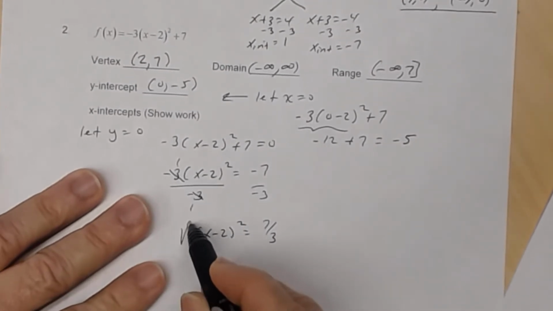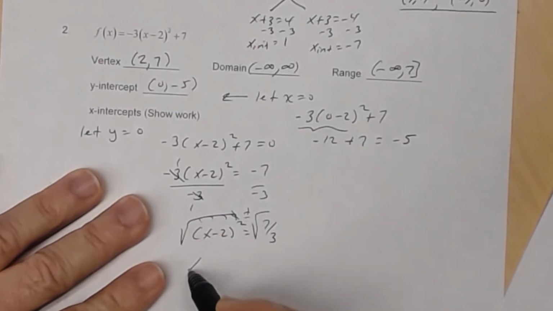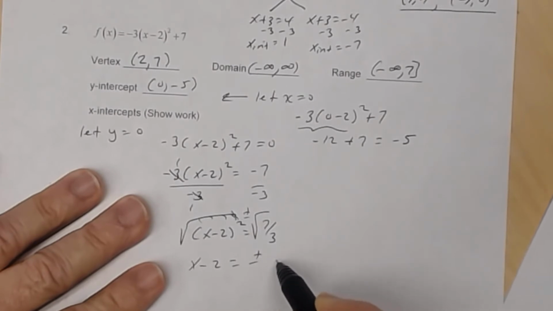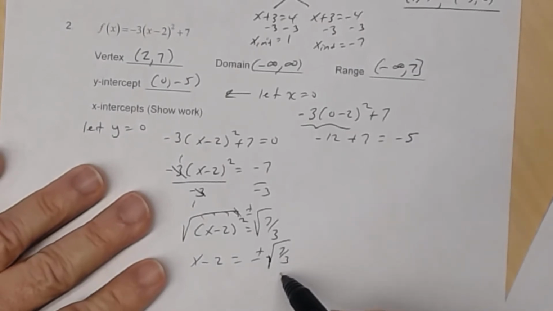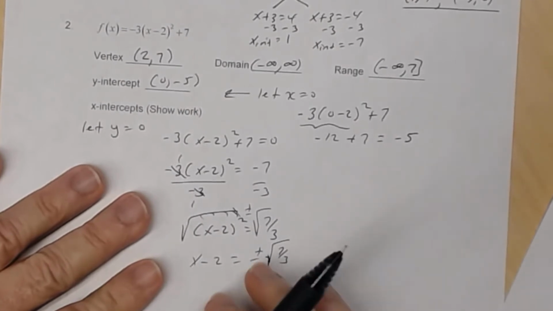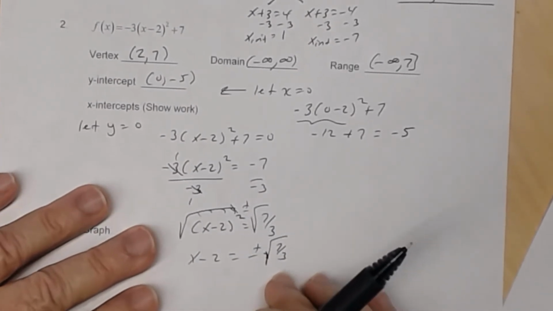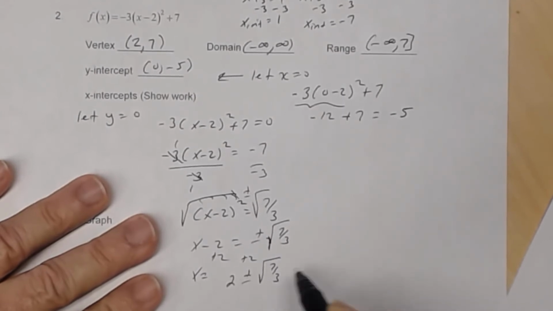The next step is to take the square root of both sides, plus or minus, and so you get x minus 2 equals plus or minus the square root of 7/3, just like that. Now, remember in a previous lesson you rationalized the denominator. Don't do that here because you're just approximating the x-intercept, so don't worry about that. Don't rationalize. Just leave it like that. And so therefore, adding 2 to both sides, you get x equals 2 plus or minus the square root of 7/3.